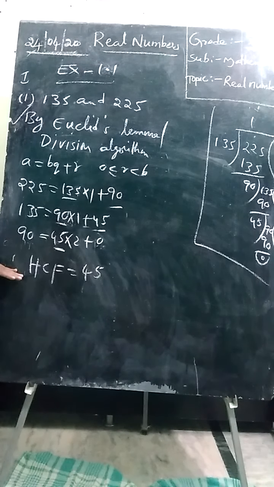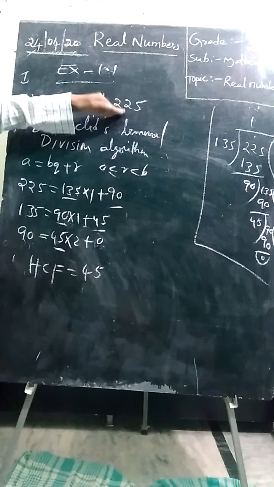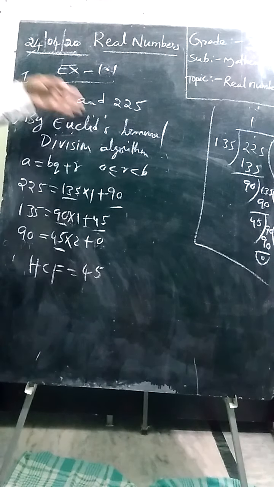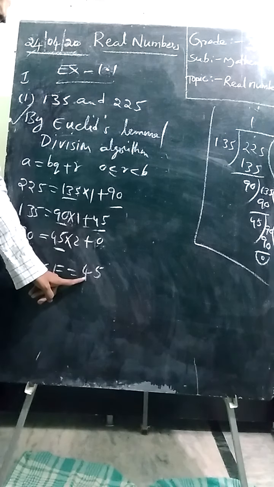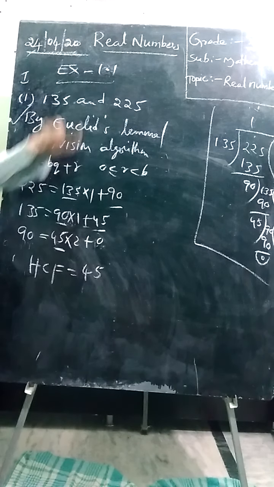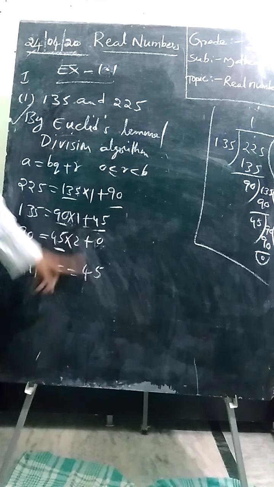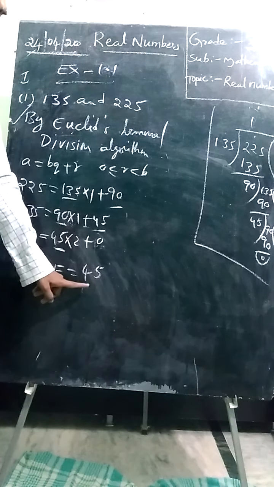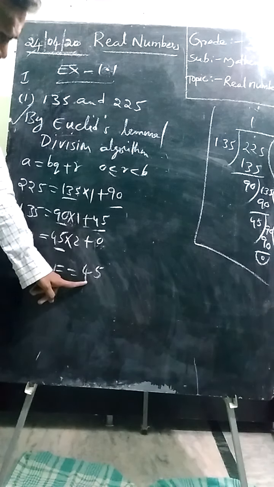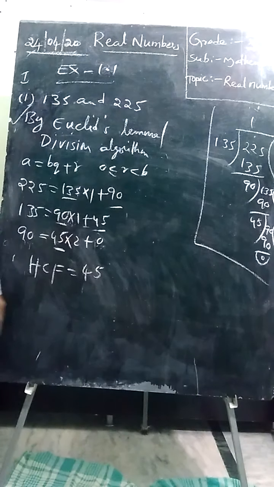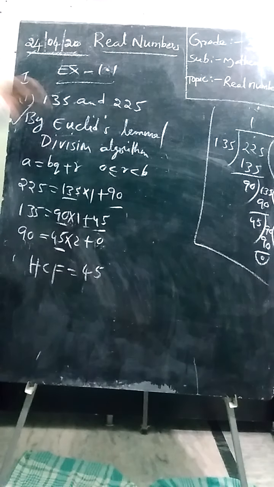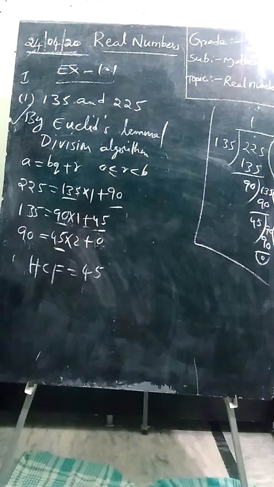So this is the process to find the HCF of two given numbers, and we can continue for three numbers also. When three numbers are given, first find the HCF of the first two big numbers. After finding that, the HCF of those two numbers and the third number is the HCF of the given three numbers. This is the process to find the HCF of given numbers by using Euclid's lemma.